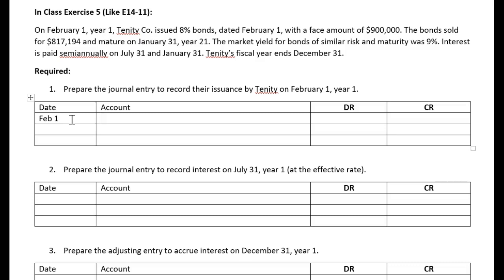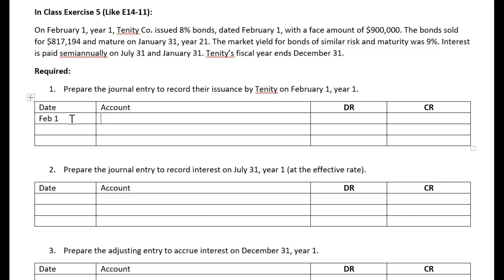On February 1st, year 1, Tenity issued 8% bonds dated February 1st with a face amount of $900,000. The bond sold for $817,194 and mature on January 31st of 2020, year 21. The market yield for bonds of similar risk and maturity was 9%. Interest is paid semi-annually on July 31st and January 31st.